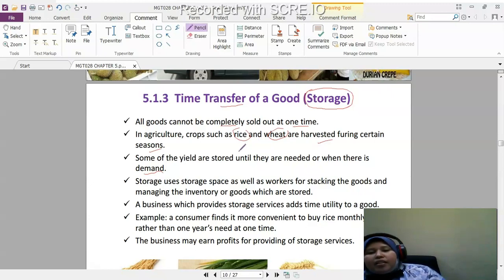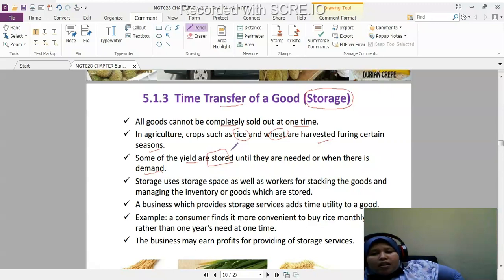Okay? So some of the goods, okay, maybe stock, okay, lebihan tu diletakkan dalam stock, okay? Di mana rice and wheat ni kalau you orang tengok dia tahan lama, okay? So boleh simpan, okay? Some of the yield are stored, simpan dalam gudang, okay? Dalam gudang biasanya, okay? Until they are needed or when there is demand. So kalau ada demand kita akan jual, okay? Ambillah barang tu dalam gudang, okay? Transfer tu dinamakan sebagai storage, okay?